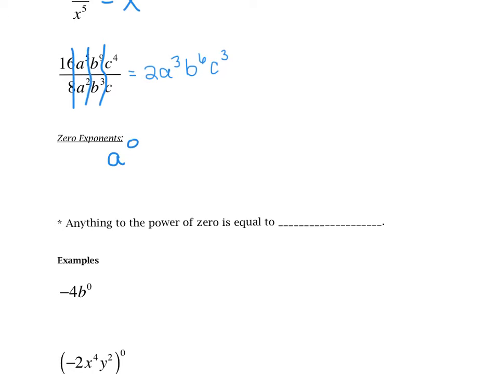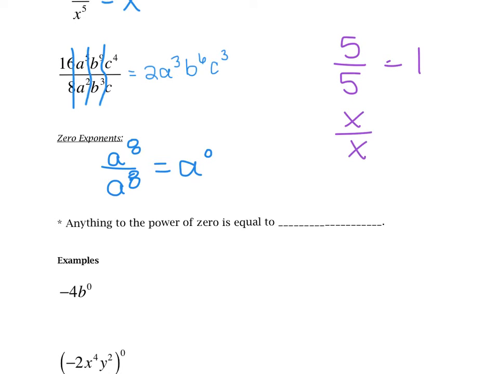Okay, a to the 8th over a to the 8th, right? Of course, 8s are my hardest number to draw in here, but a to the 8th over a to the 8th is going to give me a 0 exponent, right? So this is going to give me a to the power of 0. But isn't this something where we have the exact same stuff on the top and the bottom? Doesn't that always equal 1? Like, for example, 5 divided by 5 would equal 1, right? X divided by x would just equal 1. So anytime you have the exact same stuff on the top and the bottom, it's going to equal 1.